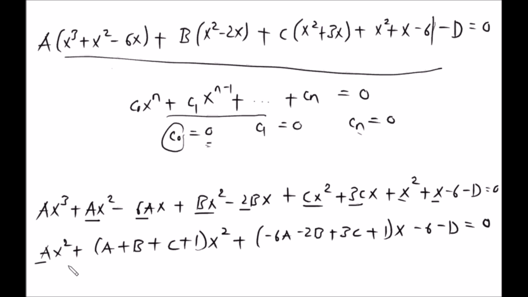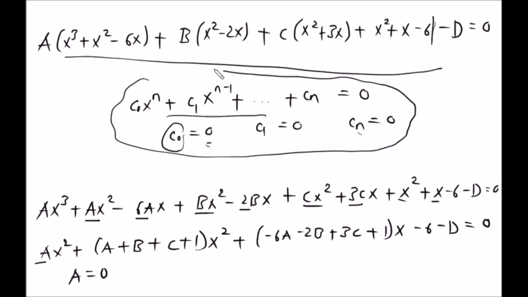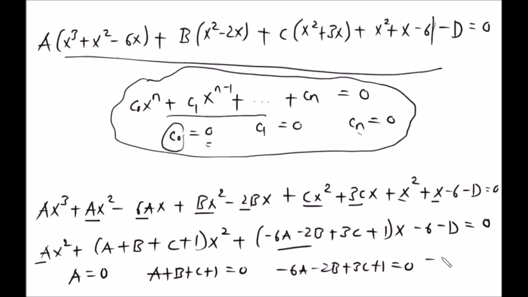So it means coefficient ya kwanza a itakuwa sawa na 0 kwa sababu ya hii tuliosoma in the previous tutorial. Coefficient ya pili a plus b plus c plus 1 sawa na 0. Coefficient ya tatu -6a minus 2b plus 3c plus 1 sawa na 0. Na coefficient ya 4 -6 minus b sawa na 0. So hii hatutaitumia kwa sababu sisi tunatafuta value ya a, b and c. Kwa hiyo tutatumia hizi tatu. Kwa hiyo a by the way tushaipata ni 0. Kwa hiyo zilizobaki ni hizi mbili zilizobakia.